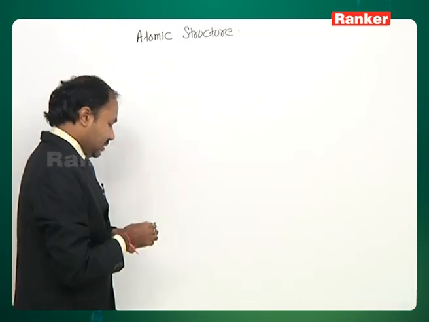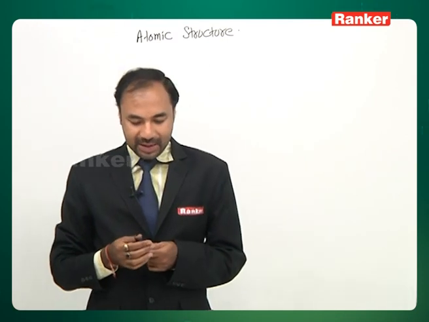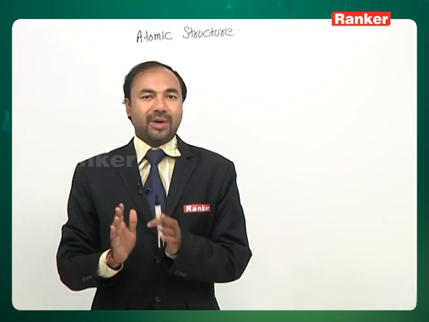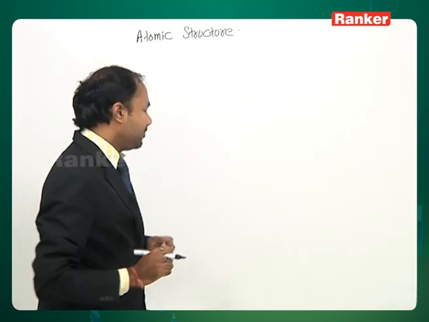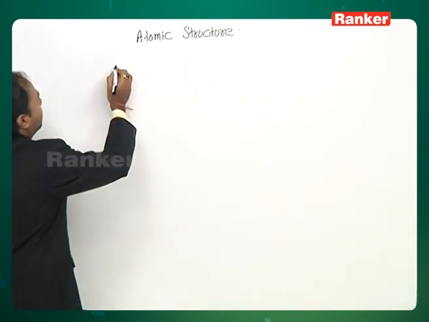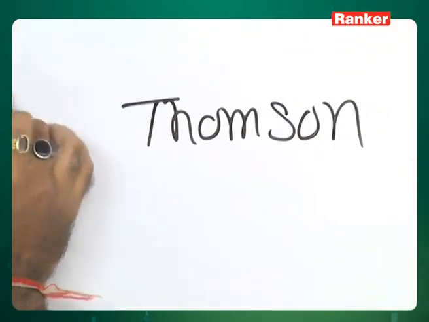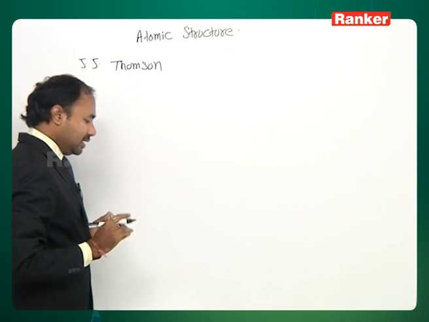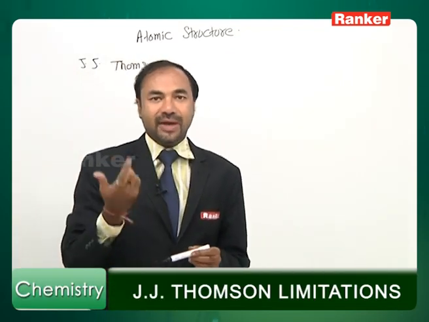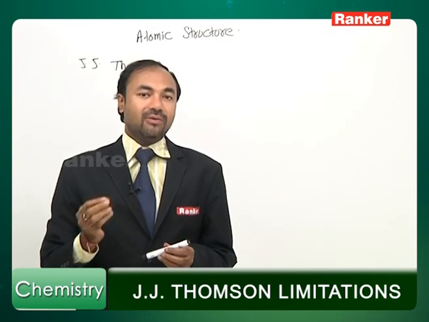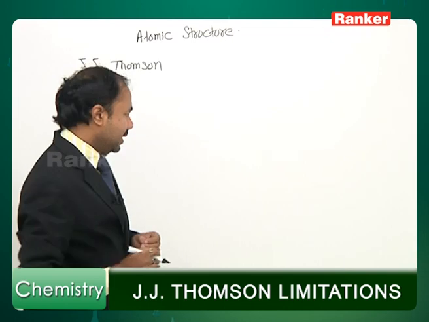But later on, more research was done, science developed, and they found that atom also consists of certain particles, which later on were called subatomic particles. Now, one experiment was done by J.J. Thomson, basically. He did the cathode ray experiment, which led to the discovery of the electron. Electron was the first subatomic particle to be discovered by the cathode ray experiment.